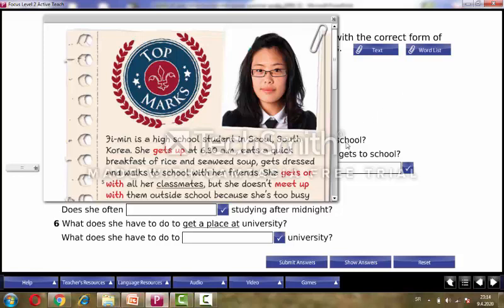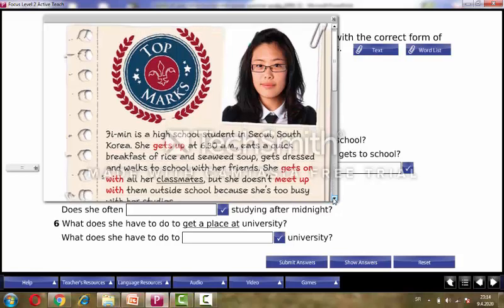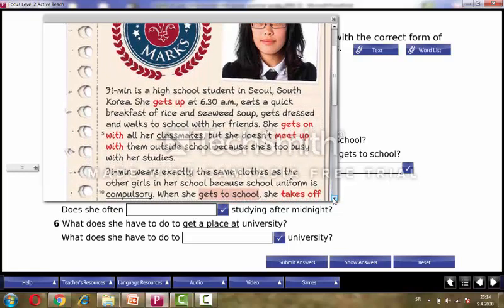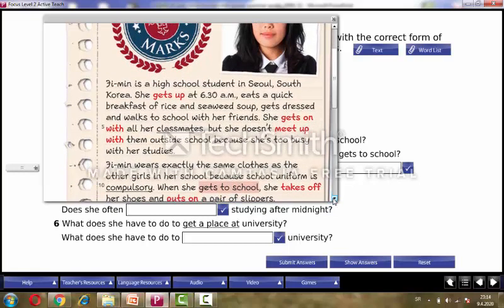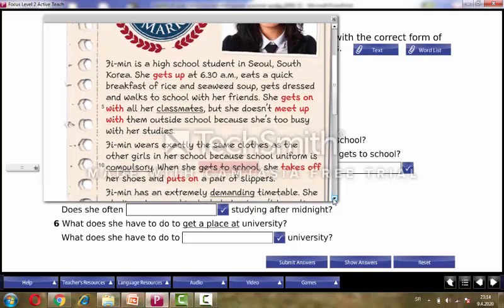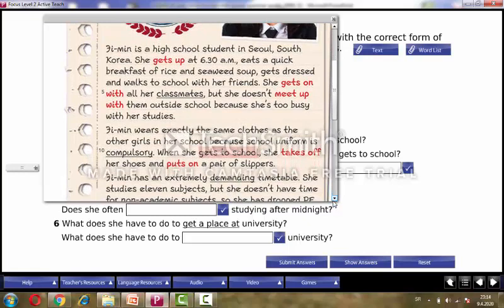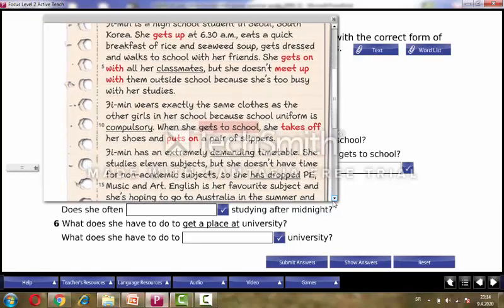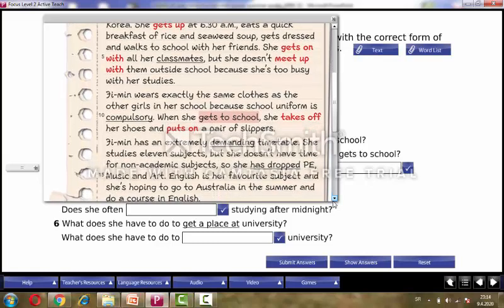Jimin is a high school student in Seoul, South Korea. She gets up at 6:30 a.m., eats a quick breakfast of rice and seaweed soup, gets dressed and walks to school with her friends. She gets on with all her classmates, but she doesn't meet up with them outside school because she's too busy with her studies. Jimin wears exactly the same clothes as the other girls in her school because school uniform is compulsory. When she gets to school, she takes off her shoes and puts on a pair of slippers.